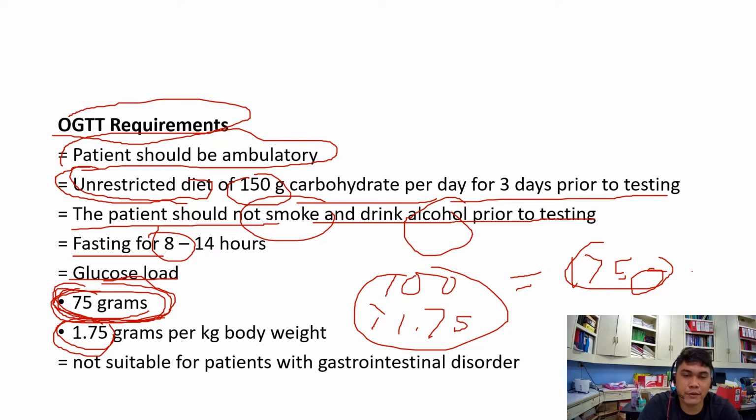Okay, so for patients with gastrointestinal disorder, the appropriate test is IV-GTT, not OGTT. Because for oral glucose tolerance test, the patient is required to drink, or the administration of glucose is via oral administration. So we'll have a problem na sa pag-absorb sa glucose. So to avoid that problem, the preferred method of glucose tolerance test in patients with gastrointestinal disorder is IV-GTT.